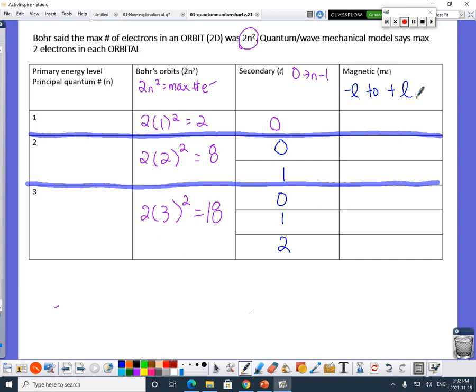Then you do ML. I didn't include MS here because who cares? Plus, minus, half, doesn't matter, right? Let's leave that out and simplify things. We're going to do negative L to positive L. So we have 0, 0, 0, 0. Okay, so we just did this.